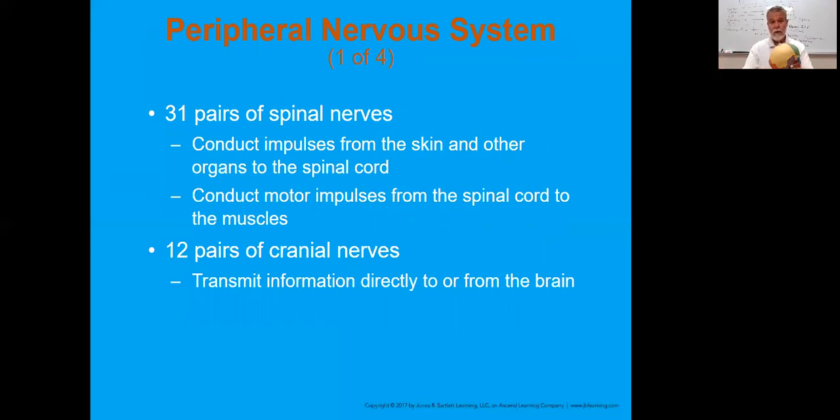So for the spinal nerves themselves, the cervical, thoracic, lumbar, sacral, and coccyx, 7, 12, 5, 5, 4 are your spinal nerves.